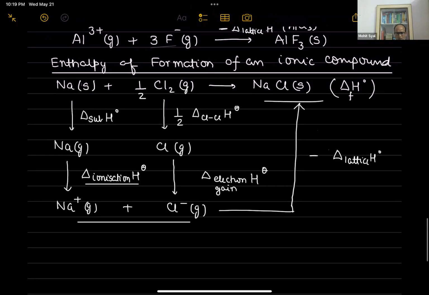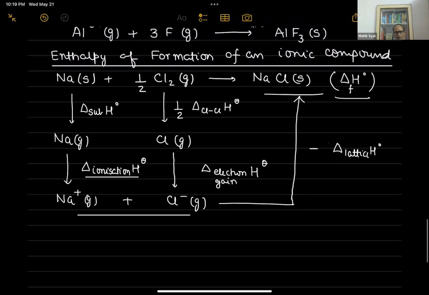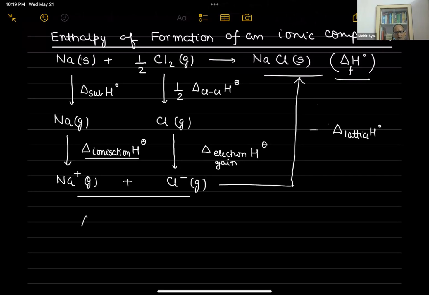So now this was the overall formation. But I was not able to get the idea of the overall formation, so I took a different route. Hess law says the enthalpy change for a reaction will have a fixed value irrespective of the path adopted for the change. I'm going to sum them up.